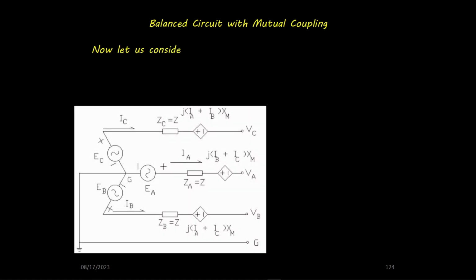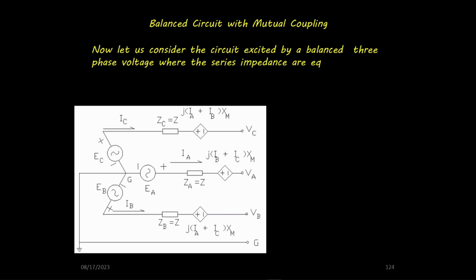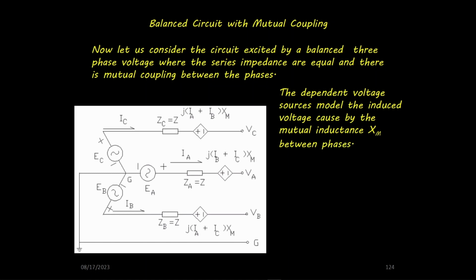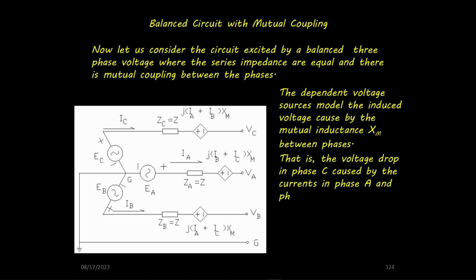Now let us consider the circuit excited by a balanced three-phase voltage where the series impedances are equal and there is mutual coupling between the phases. The dependent voltage sources model the induced voltage caused by the mutual inductance Xm between phases. That is, the voltage drop in phase C caused by the currents in phase A and phase B. The mutual couplings are assumed to be equal.